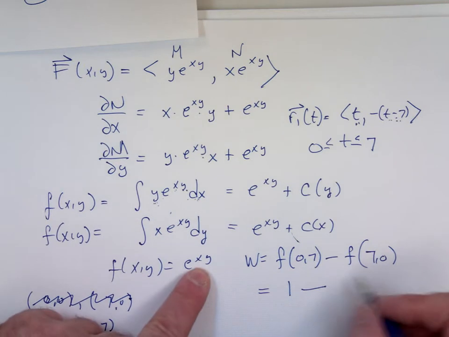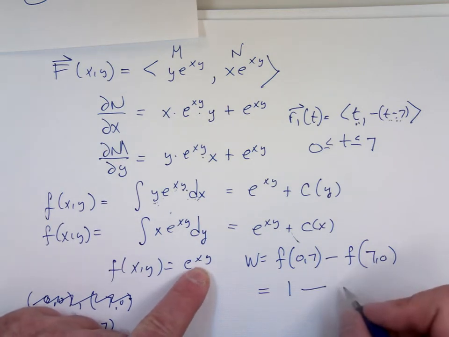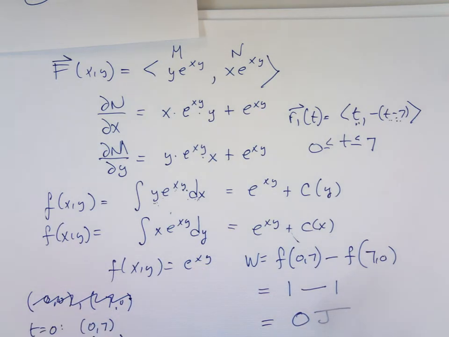You still get e to the 0, which is 1, and you still get the same 0 joules of work. You get your potential, then you take your endpoint, you plug it into your position function, you take the values of x and y you get from your position function, and then plug it back into your potential.